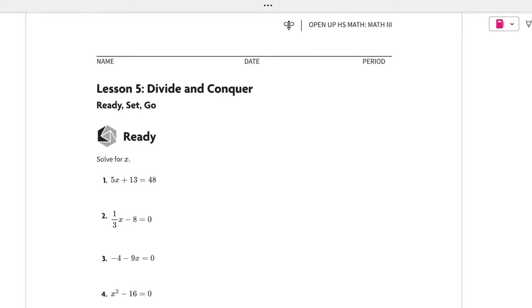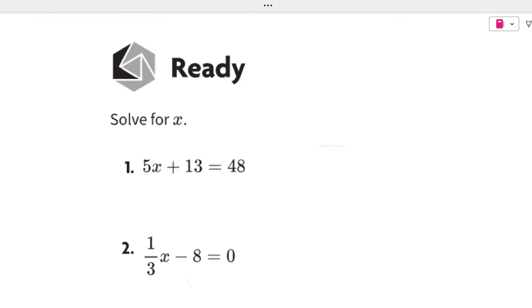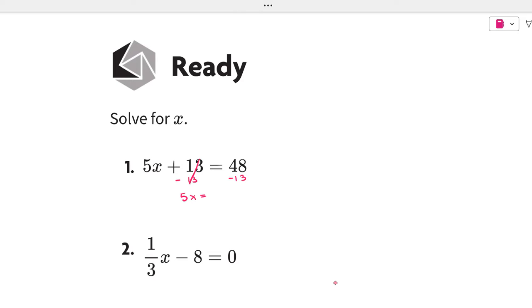Ready, set, go. So the ready, straightforward, solve for x. So let's use some inverse operations, right? We want to subtract 13 first, reverse order of operations. So that gives us 5x equals 35. Right, 8 minus 3 is 5, 4 minus 1 is 3.